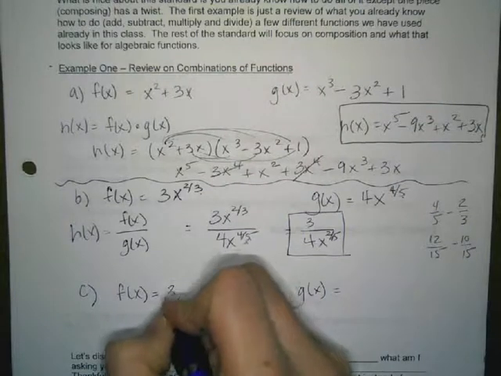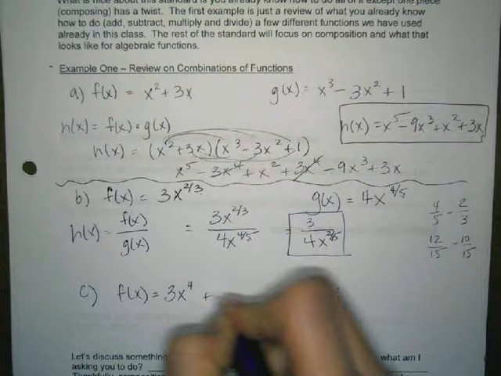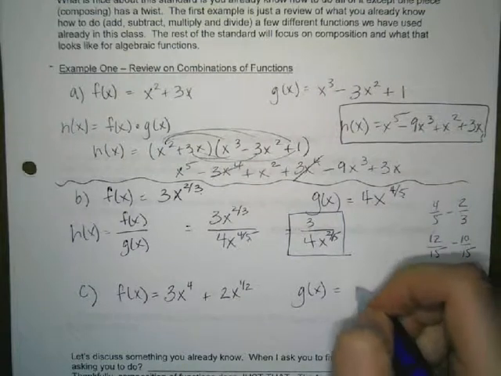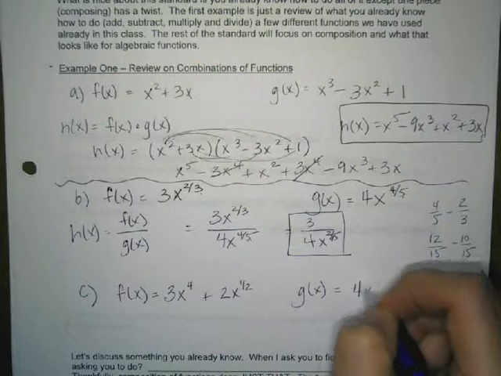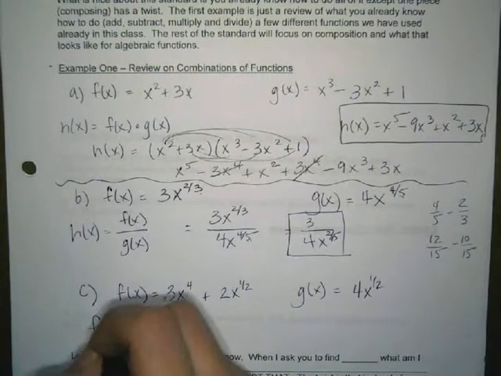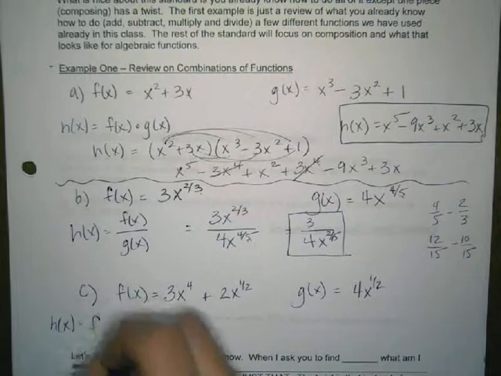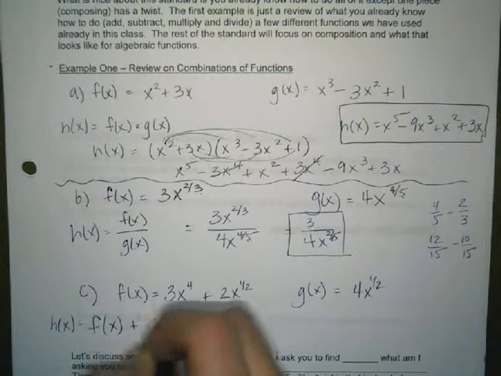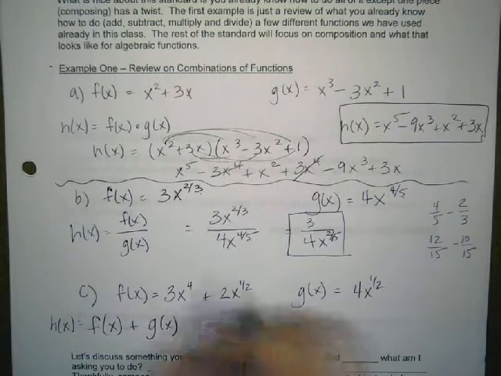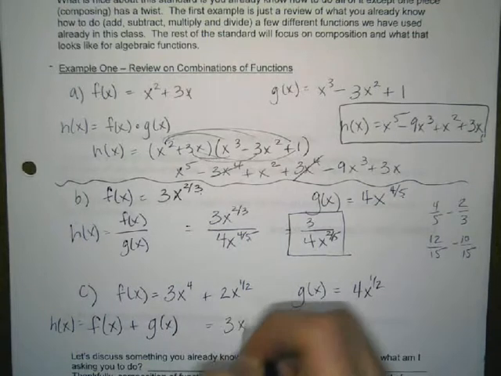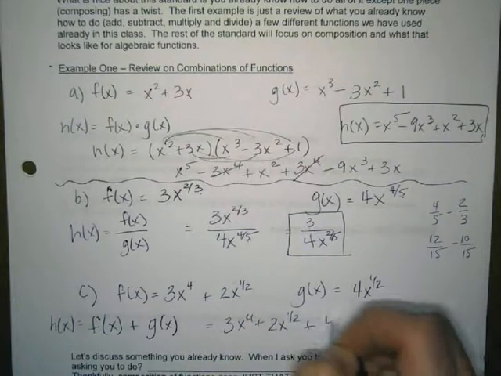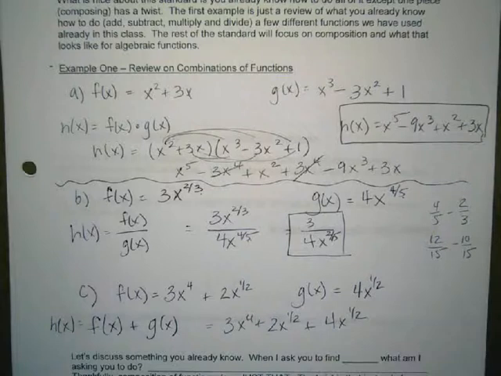Go 3x to the 4th plus 2x to the 1/2. And then we'll go 4x to the 1/2. That's your g of x. And my h of x here, I'm going to make a new function by adding my two functions. So you take your f of x, and we're going to add g of x, and then simplify.